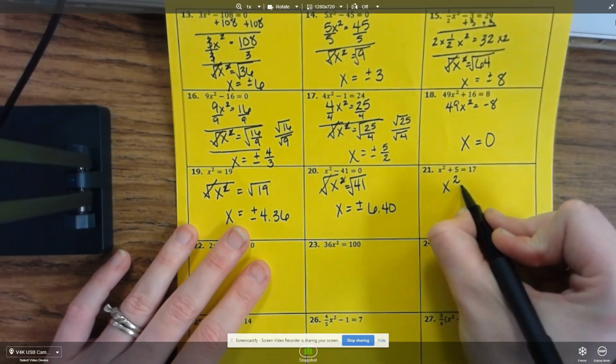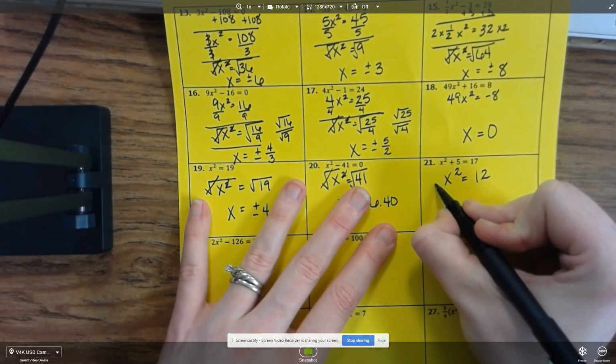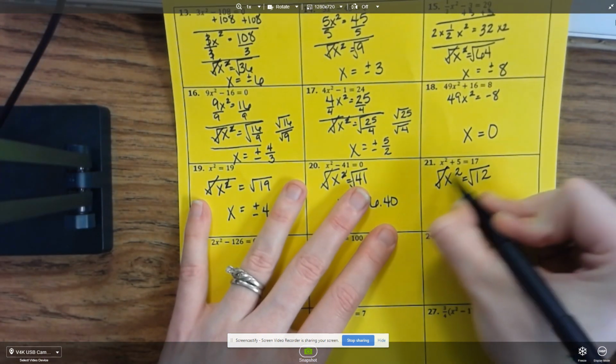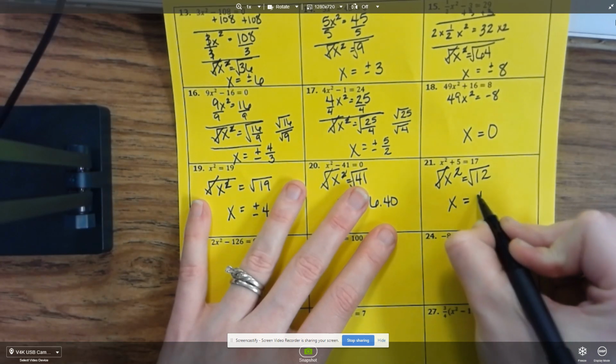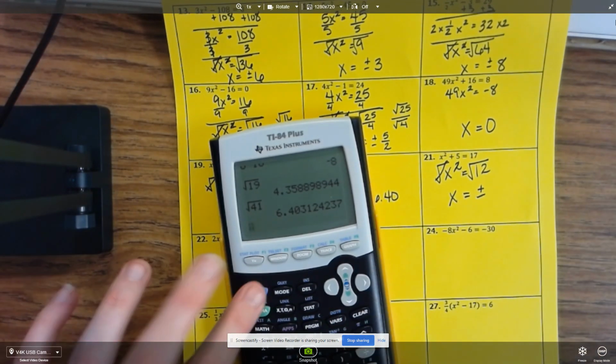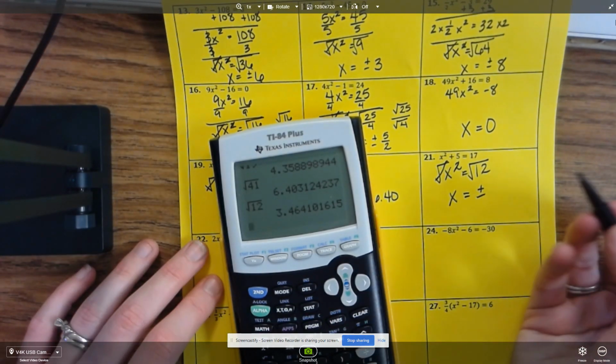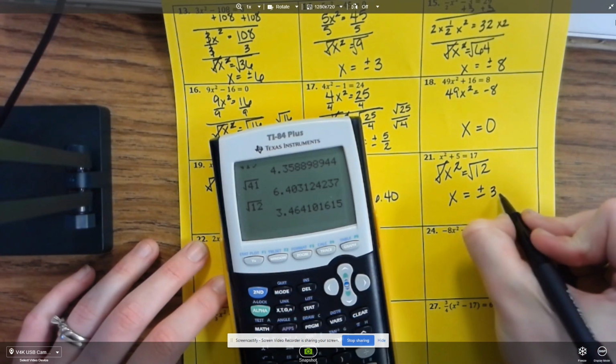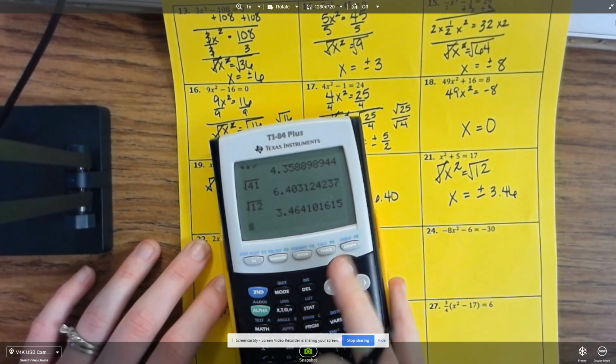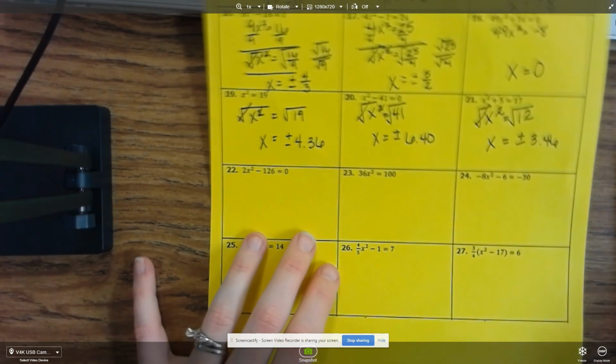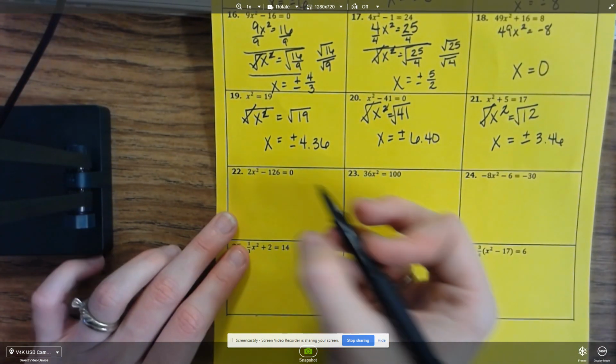All right, so here I'm going to subtract 5 from both sides. So I would have x squared equals 12. If we square root both sides, x equals positive negative, so the square root of 12 gives me something crazy. Positive negative 3.46.